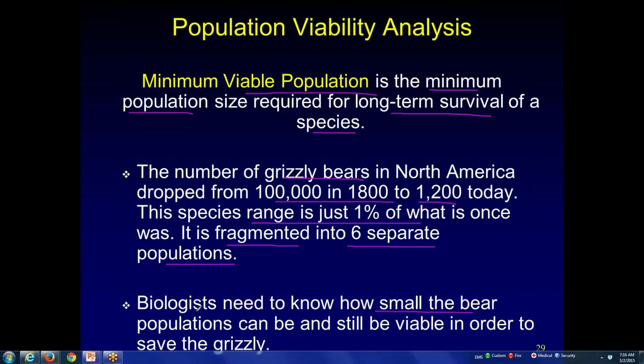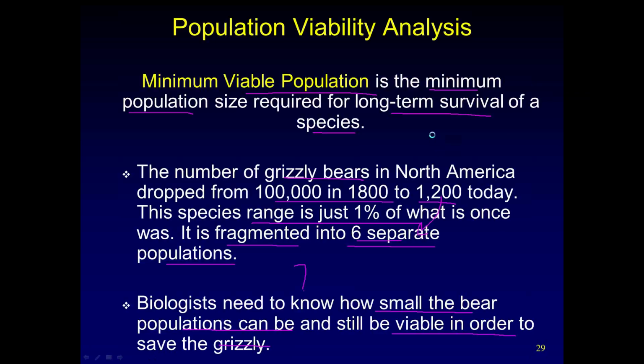We need to know how small the bear population can be and still be viable in order to save the grizzly. We don't know what that number is. If there's only 1,200 individuals now, do we need 400 to maintain enough genetic diversity? What's that number? We don't know. We don't know what the minimum viable population of grizzly bears is. We know they're stable, but they're very fragmented. Again, imagine that 1,200 is split down into 6 separate populations down here in the United States. Again, mainly because of habitat destruction and overhunting.